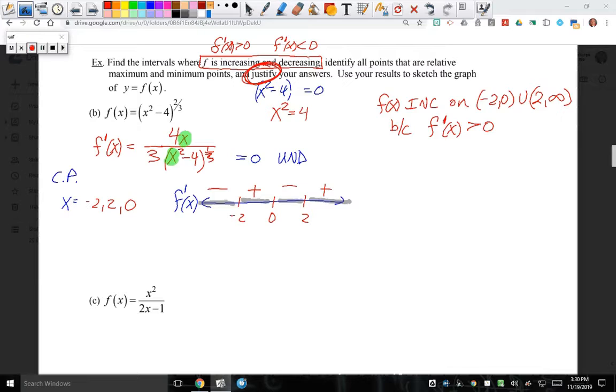What's the decreasing one? So f of x decreases on negative infinity to negative 2. Okay. Yeah. Even means 0 and 0. Because f prime of x is less than 0.